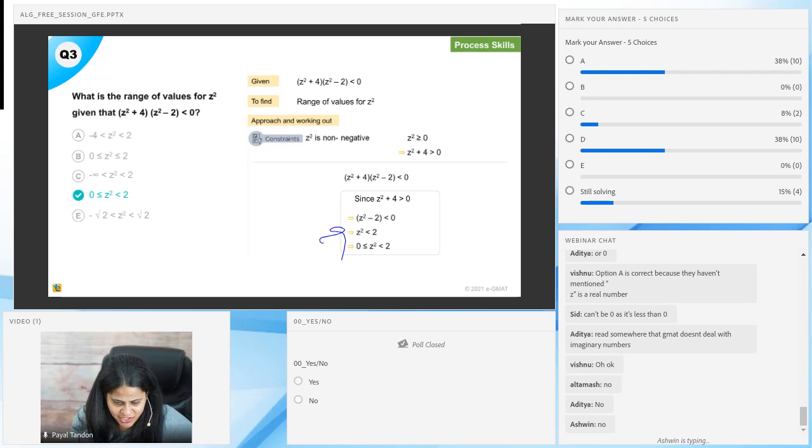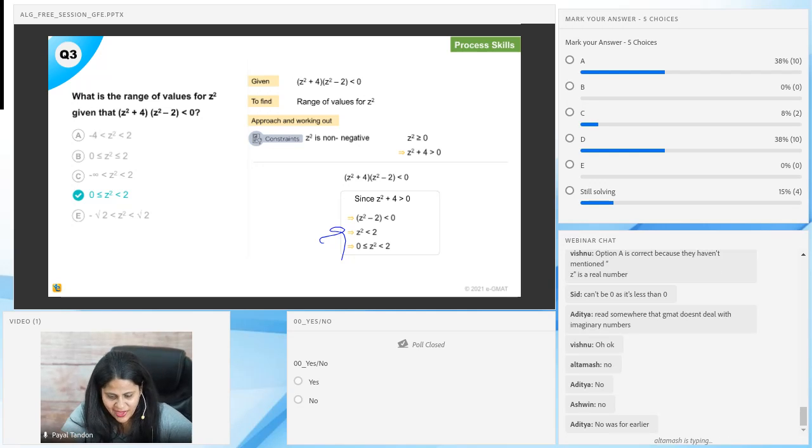What do you guys not see? Ashwin, Aditya, Altamash? I'm not sure if the no is for that. Sorry, I think I had asked another question, so I believe no is for that. Got it, got it. All right.